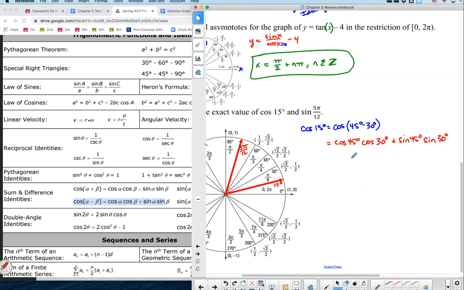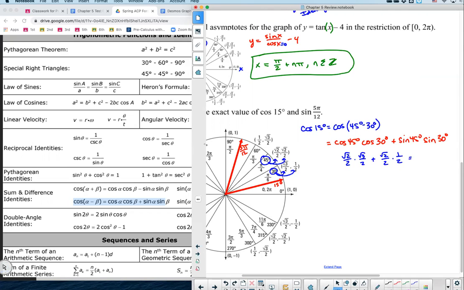I go to substitute in here. Cosine of 45 is square root of 2 over 2. Cosine of 30 is square root of 3 over 2. Plus sine of 45 is square root of 2 over 2. Sine of 30 is 1/2.